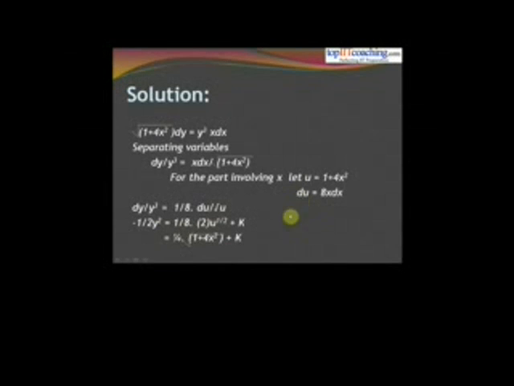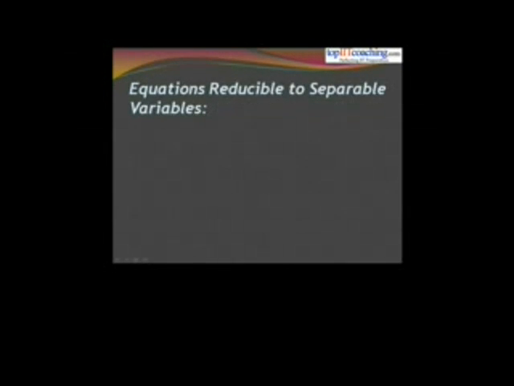We again substitute back the value of u. So minus 1 by 2y square equal to 1 by 4 into under root of (1 plus 4x square) plus k. Thus this is the final solution of the differential equation under root of (1 plus 4x square) into dy equal to y cube into x dx. So this was all about separable variables. Now, the equations reducible to separable variables.